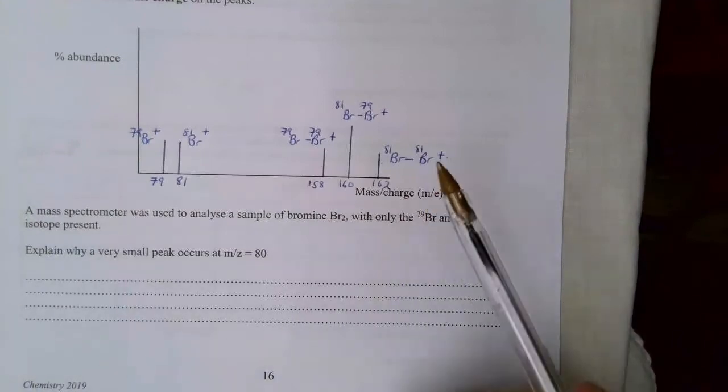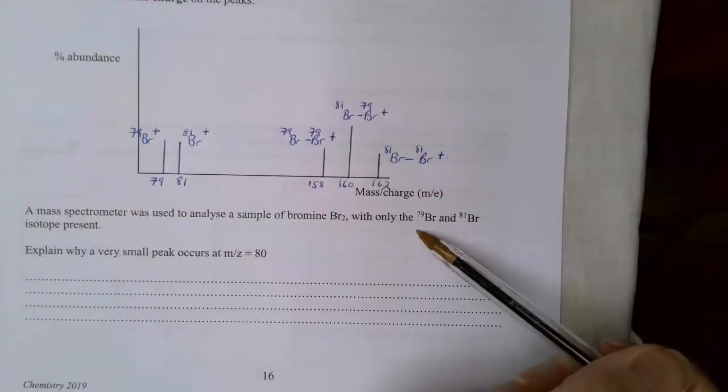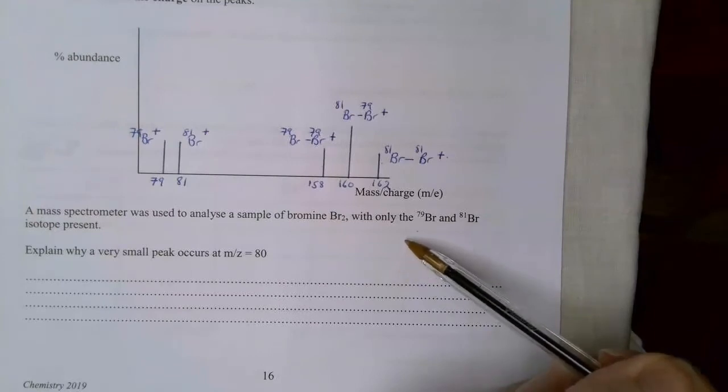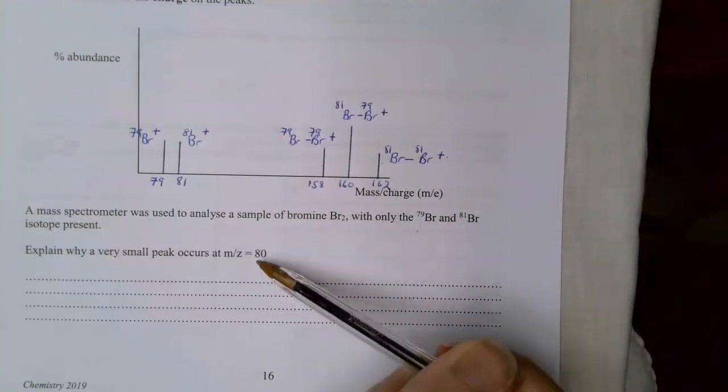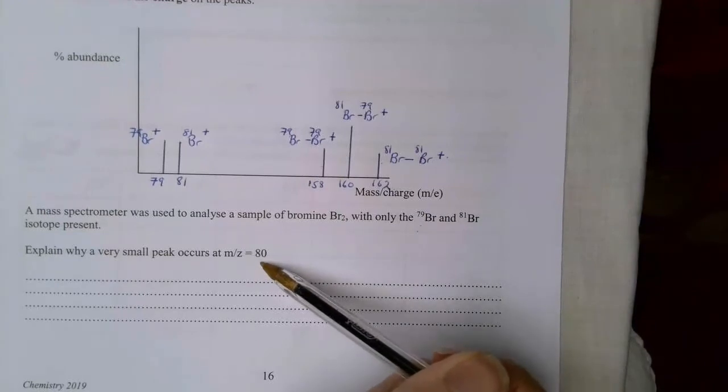The last bit on this page 16 asks us an exam question which caught out a load of students when it was asked a few years ago. A mass spectrometer was used to analyse bromine. We've only got the bromine 79 and 81 isotopes. Why do we get a peak at an m/z value of 80?